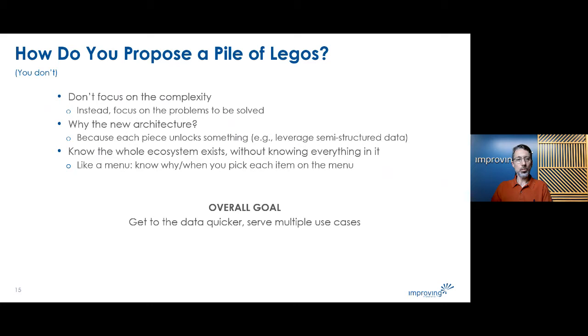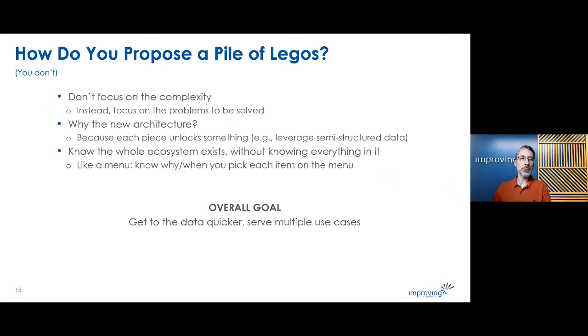And when proposing, of course, you don't want to put those messy, complex pictures in front of people like I just did, because this is not a proposal. You want to talk about how the whole ecosystem exists, and what we're doing is picking from a menu, breaking it down into categories from appetizers to entrees, etc. And you need to know when and why you pick each item on the menu and include it in the proposed architecture. And with all of this, you want to remember that the overall goal is to get to the data quicker, serving multiple use cases, multiple data users.